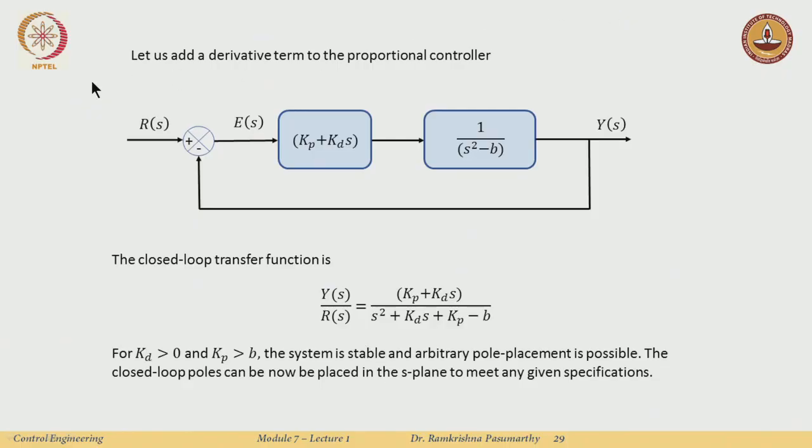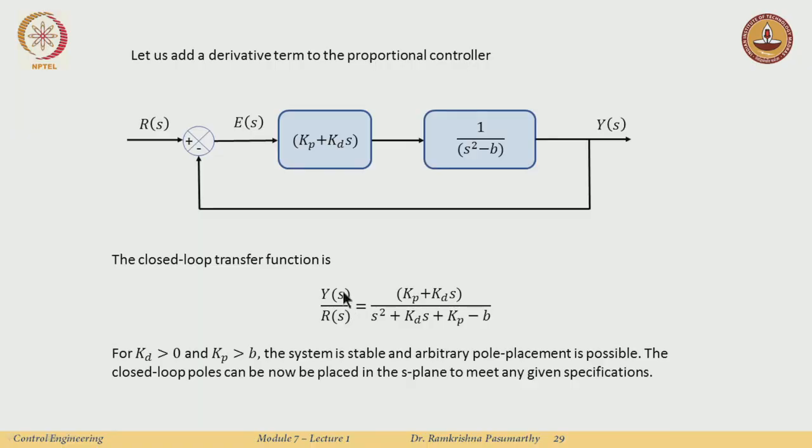Now, let us add a derivative term. The derivative term, what we saw, will add some kind of damping to the system. So, the proportional control got an unstable system to become marginally stable. Adding a derivative term will actually make it what we call an asymptotically stable system, right.